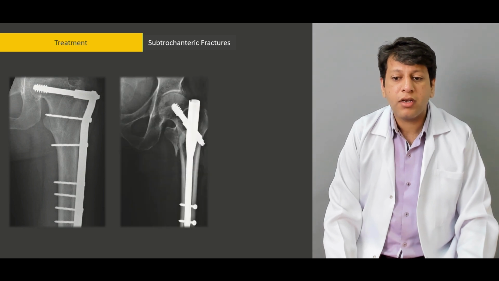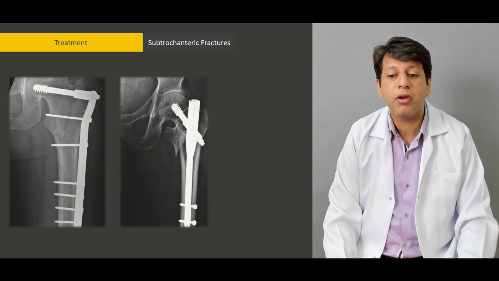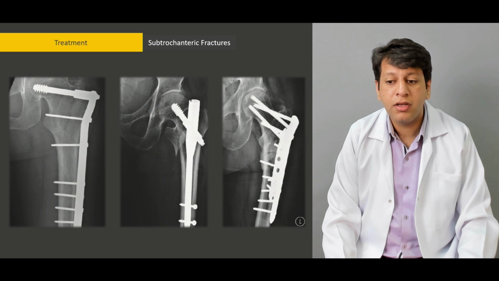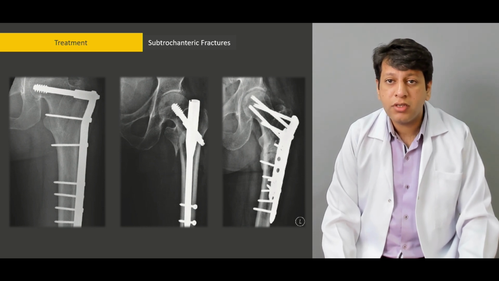But if it's a subtroch fracture not extending into the piriformis, we can go for a proximal femoral nail in the form of a gamma nail, or even the proximal femoral locking plate can be utilized, depending upon the combination of the fracture fragments in the subtroch region.